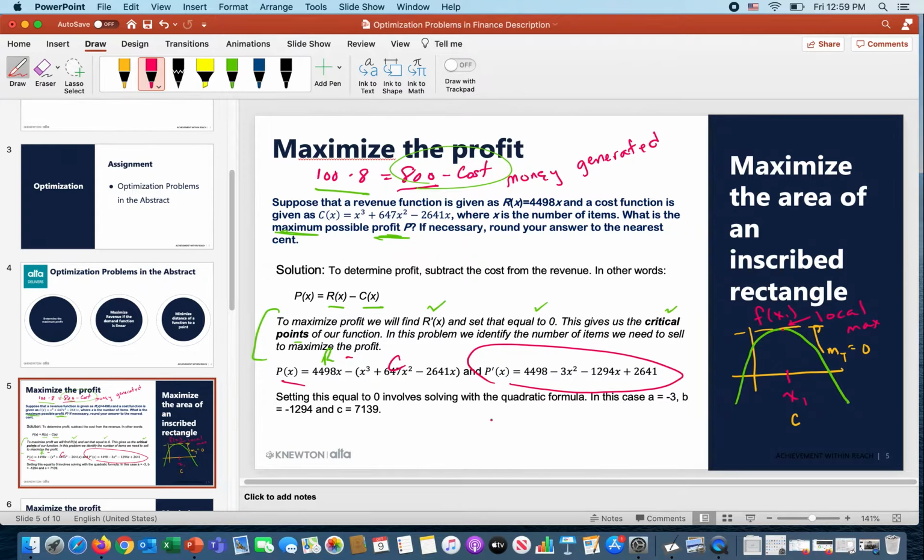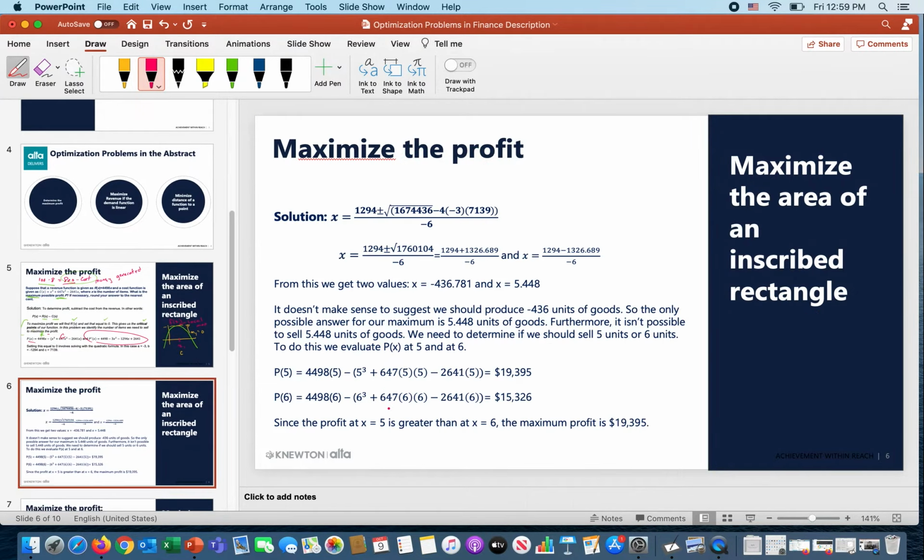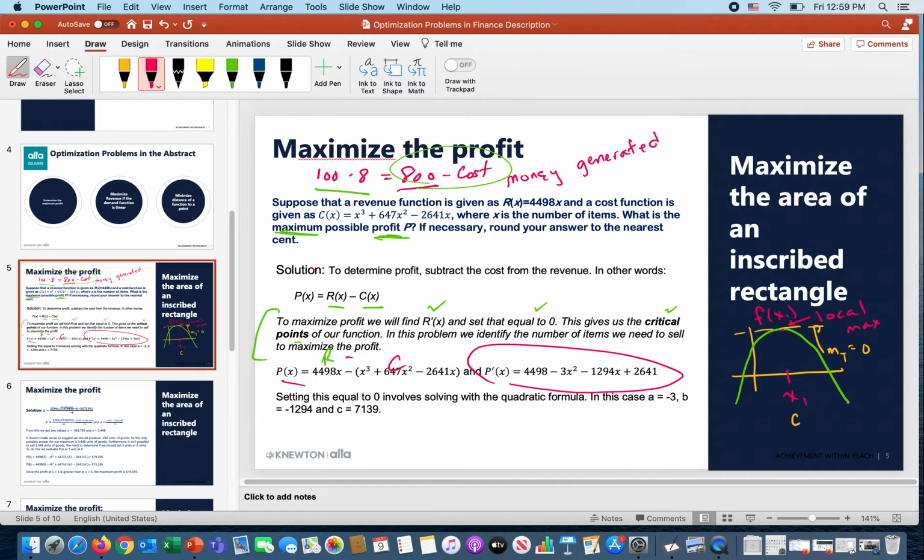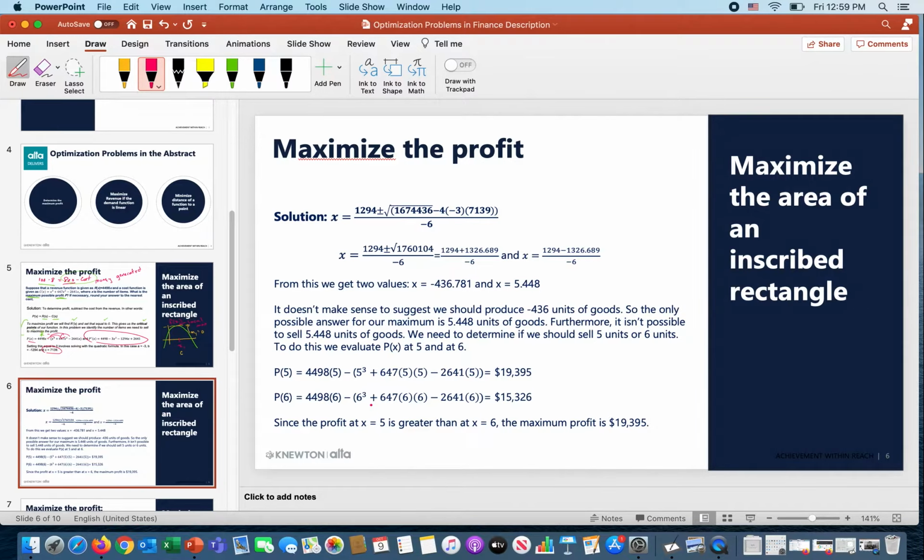To solve this one, we have to use the quadratic formula. So on the next slide, let's take a look at what that looks like. Let me go back right quick. In this case, A is -3. We're going to combine some like terms. B is -1294 and C is 7139. Now notice we had to distribute that negative, and that's how C wound up being so large here.